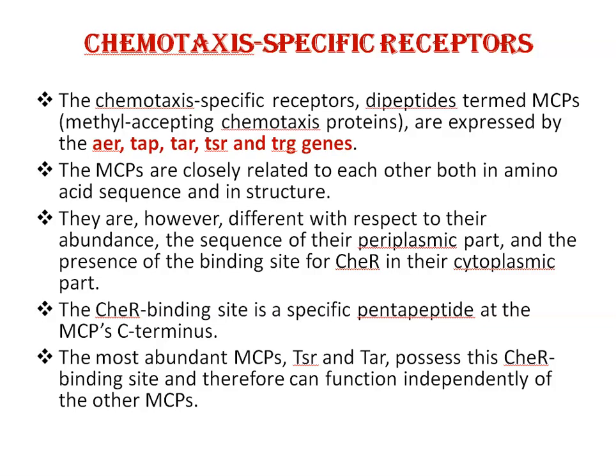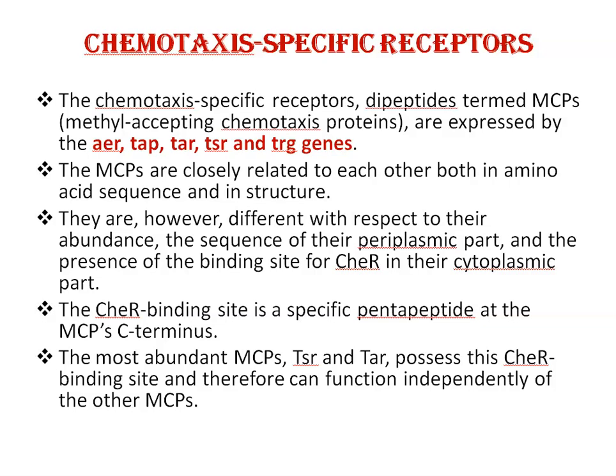Chemotaxis-specific receptors, termed MCPs, meaning methyl-accepting chemotaxis proteins, are expressed by genes. And these genes are AER, TAP, TAR, TSR, and TRG genes. The methyl-accepting chemotaxis proteins are closely related to each other both in amino acid sequence and in structure, right? They are, however, different with respect to their abundance, the sequence of their periplasmic part, and the presence of the binding site for chemotaxis R in their cytoplasmic part.